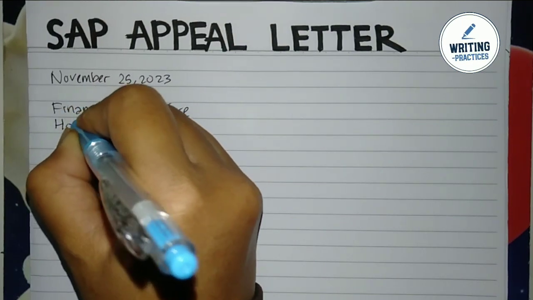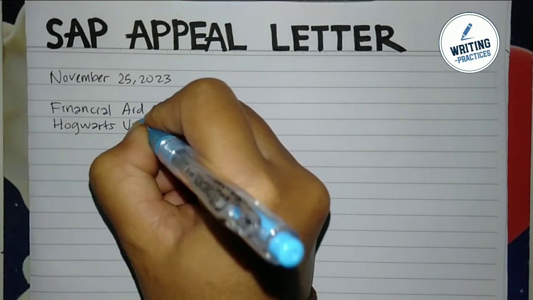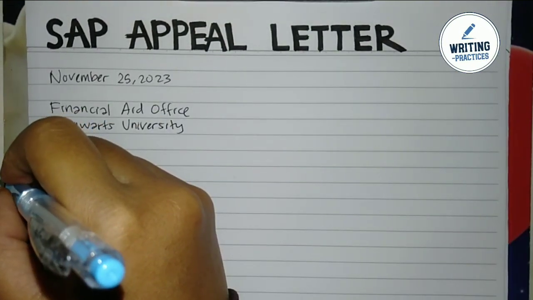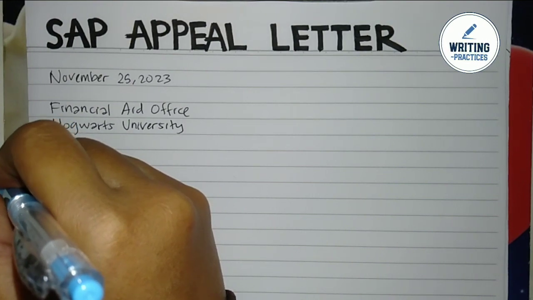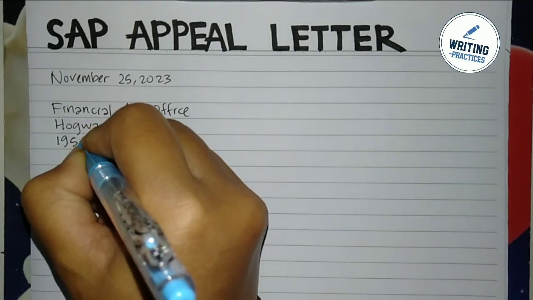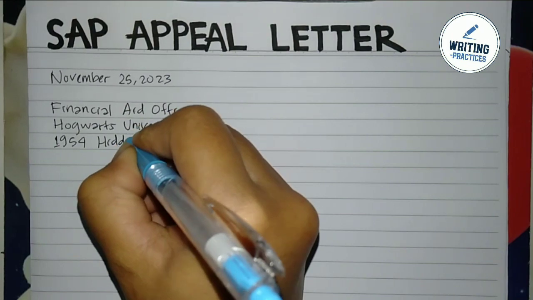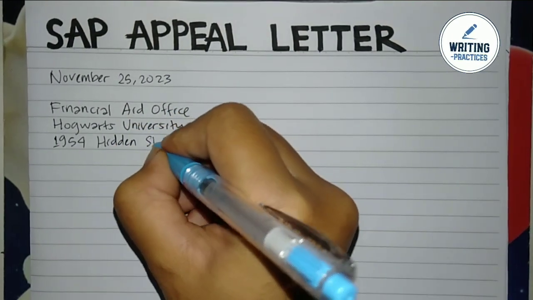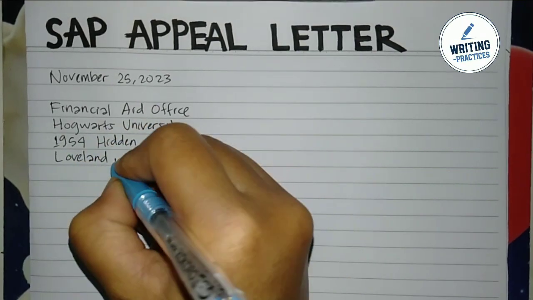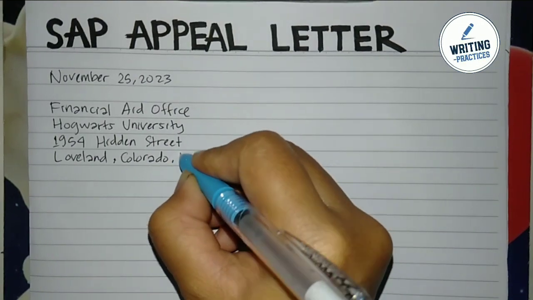Check this out. First of all, you need to write the date of the letter. And then, write the information about the recipient. It is okay if you don't know their name. Just write the office name, and the university name as well. In this example, the letter is addressed to the financial aid office in Hogwarts University. After that, write the address of the office or university. You need to mention the number, street name, city, state, and zip code when you write the address.